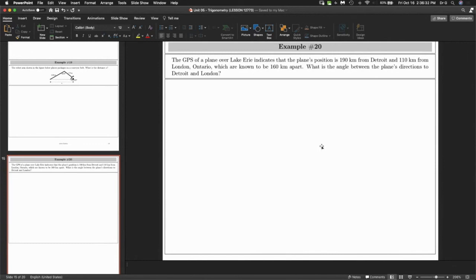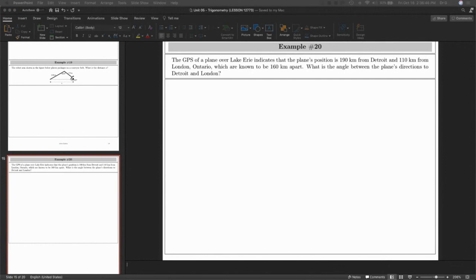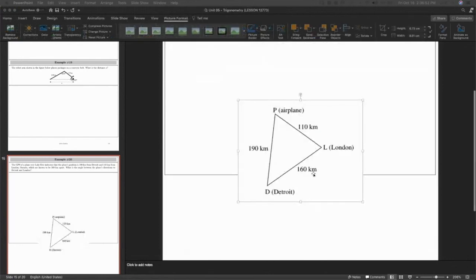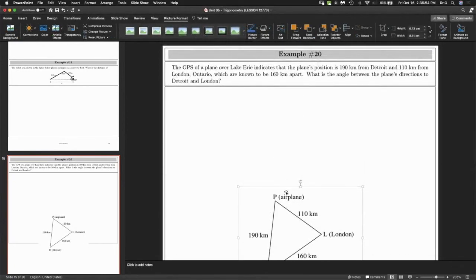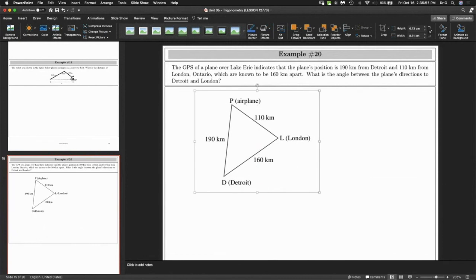Okay, it looks like we're trying to calculate an angle. We're given some type of a diagram, or sorry, you would be provided with some type of a diagram in the test setting at least. So let me draw the diagram here. So there's the diagram.